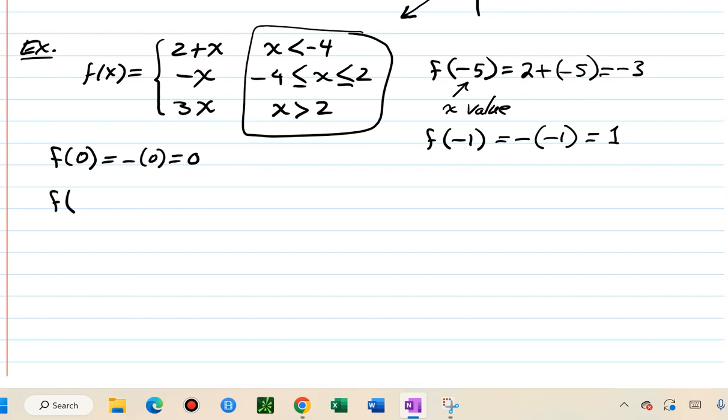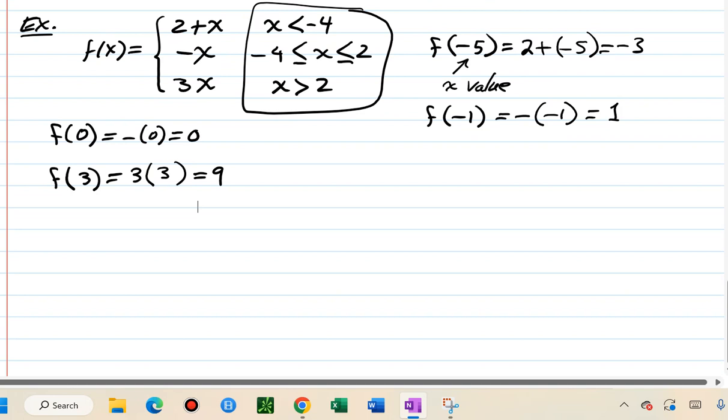The next value of the function, I'm going to try maybe, how about f at 3? Because I haven't used the last function. Now 3 exceeds 2, so I'm going to use that piece, if you will. It's going to be 3 times 3, because you plug in 3 here, and that's going to be 9. So the value of the function using the last piece is going to be 9. So that's how we evaluate the points for piecewise functions.